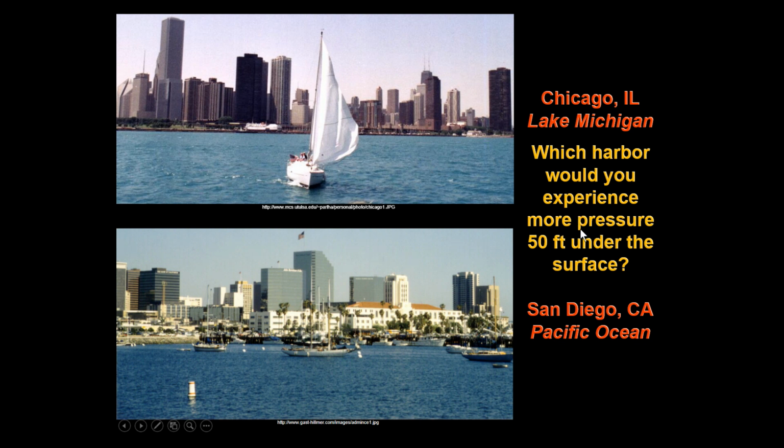And then if we swam 50 feet under Lake Michigan, or 50 feet under San Diego Harbor, there is going to be more pressure under San Diego Harbor. I guess you'd have to know that Lake Michigan is a freshwater lake and there's no salt in it, so it makes that water less dense.